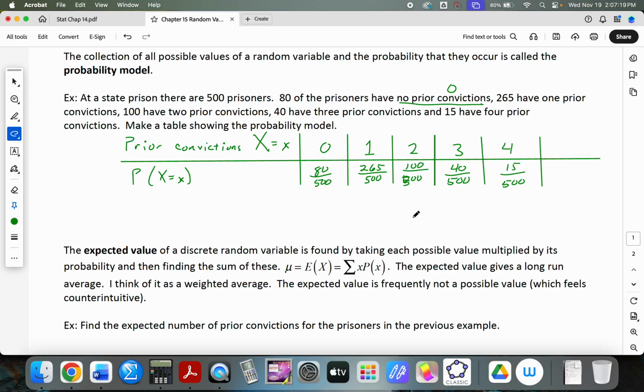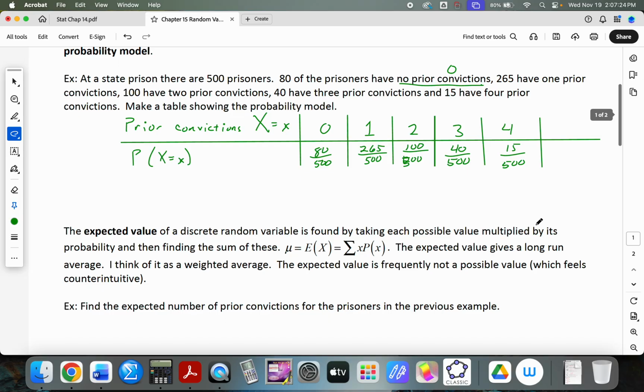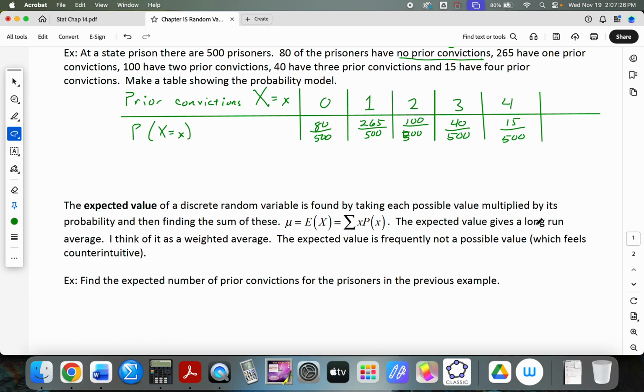Now, another term that I think is potentially confusing is the expected value. The expected value of a random variable is found by taking each possible value multiplied by its probability and then finding the sum.